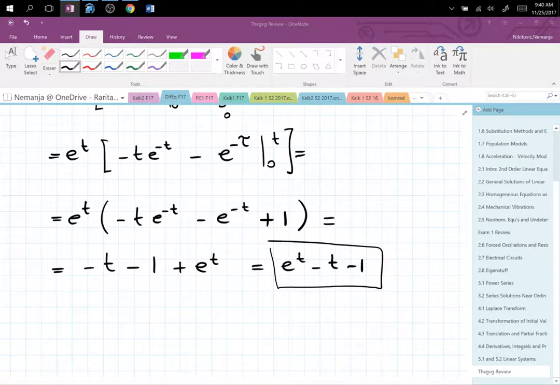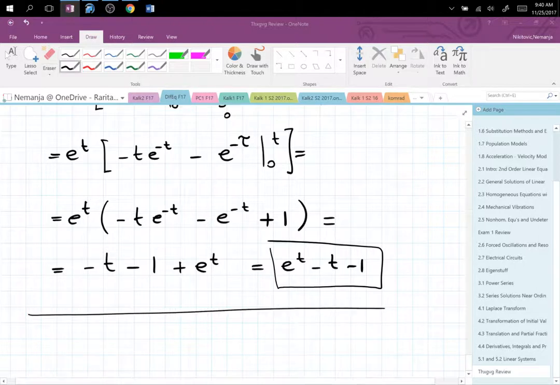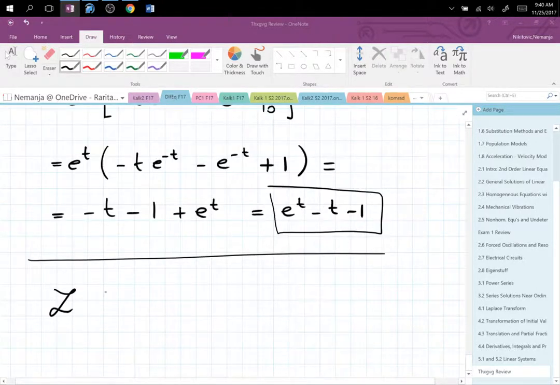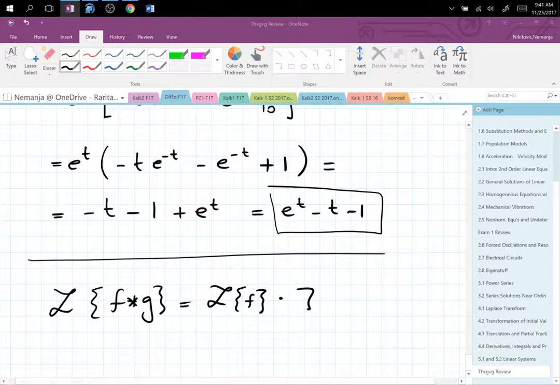So we know that the Laplace transform of a convolution is equal to the multiplication of two Laplace transforms. One more time, the Laplace transform of a convolution is the multiplication of two Laplace transforms. The formula for that is: the Laplace transform of the convolution of two functions is the product of the Laplace transforms.